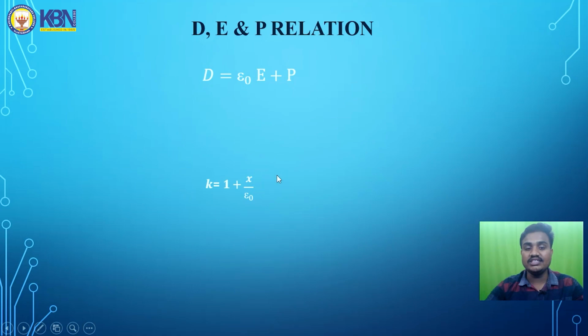By using this relation, we can establish a relation K is equal to 1 plus Xi by epsilon naught, where K is the dielectric constant, Xi is the electric susceptibility or dielectric susceptibility, and epsilon naught is the permittivity of free space.